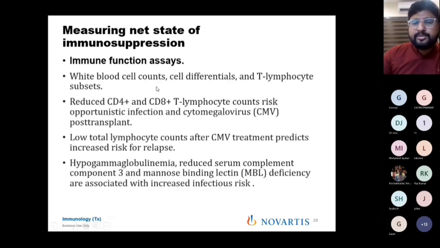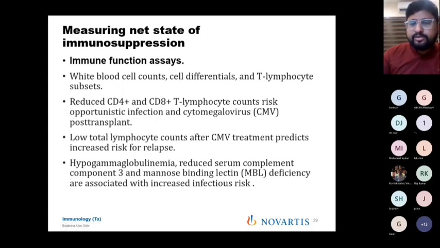We can look into the WBC count, differentials, T lymphocyte subsets to see how far it has been immunosuppressed. So whether we need to give the second dose or we can try for a reduction of dose. Reduced CD4, CD8 lymphocyte count raises the risk of opportunistic infection and CMV post-transplant. That part can be identified.